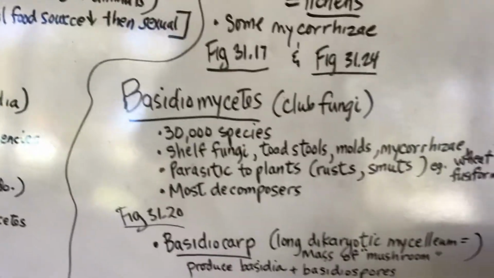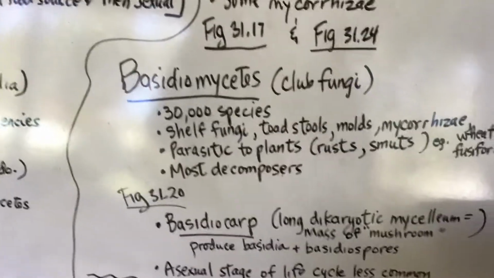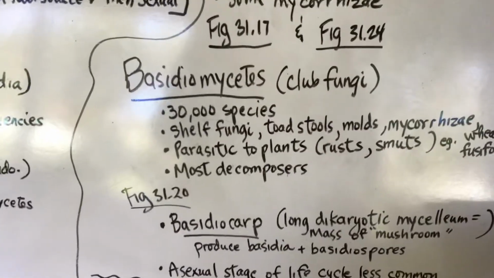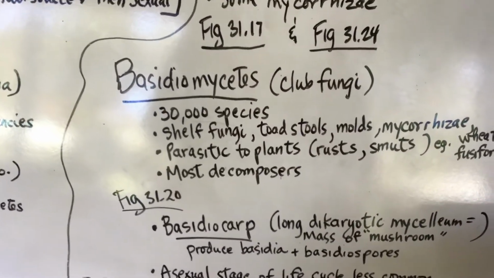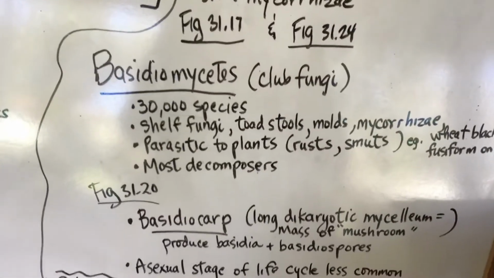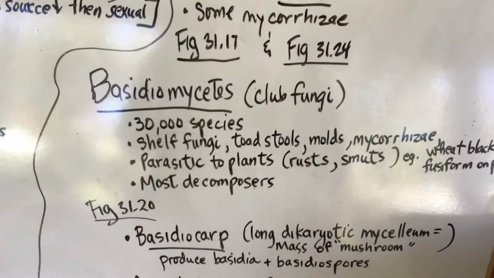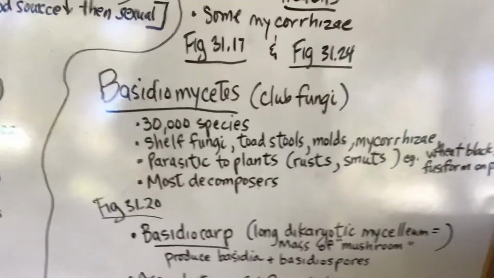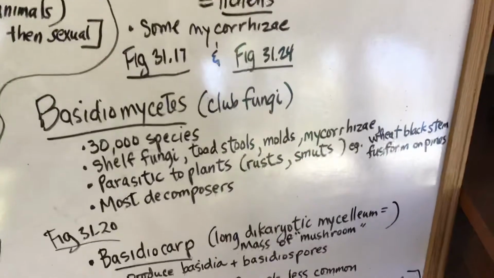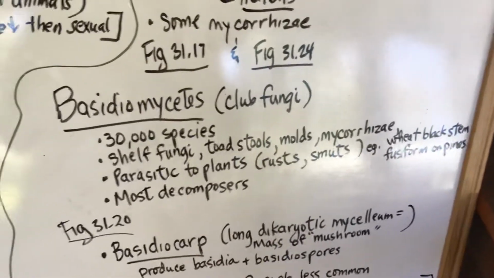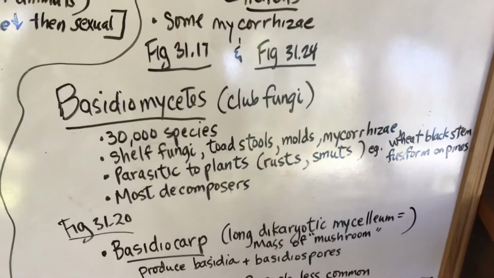All right, the last group is called Basidiomycetes. These are club fungi, and they are usually on a stalk, so these are the typical mushrooms that you know. There's 30,000 different species. Shell fungi, which you might have also seen, they're oftentimes on the side of logs and so forth around here. Typical toadstools or mushrooms. There are some molds and mycorrhizae relationships. Some are parasitic to plants like rust and smuts.